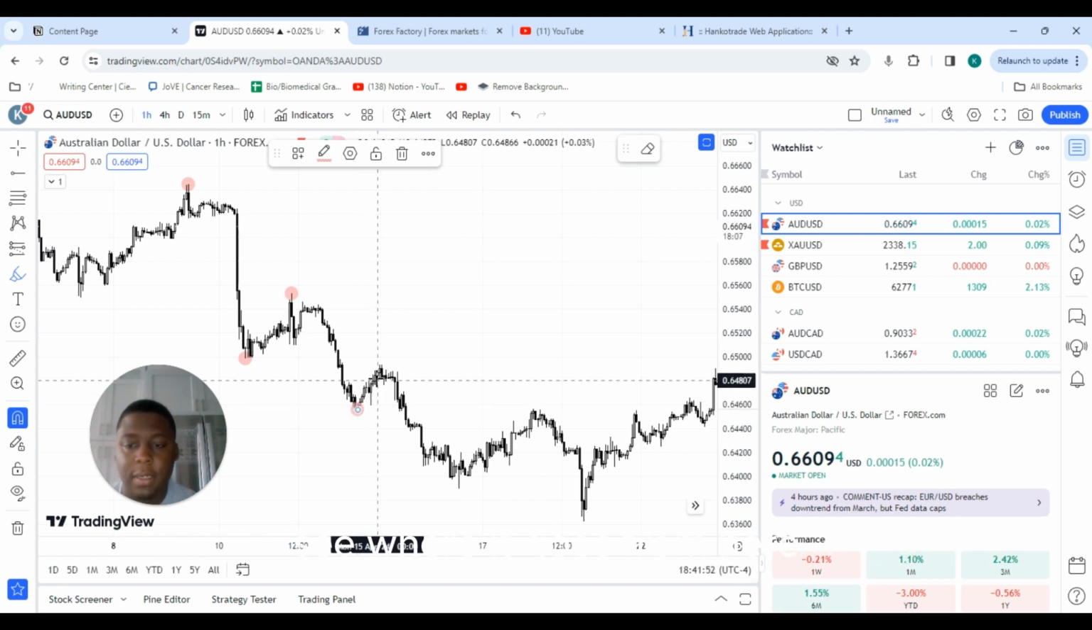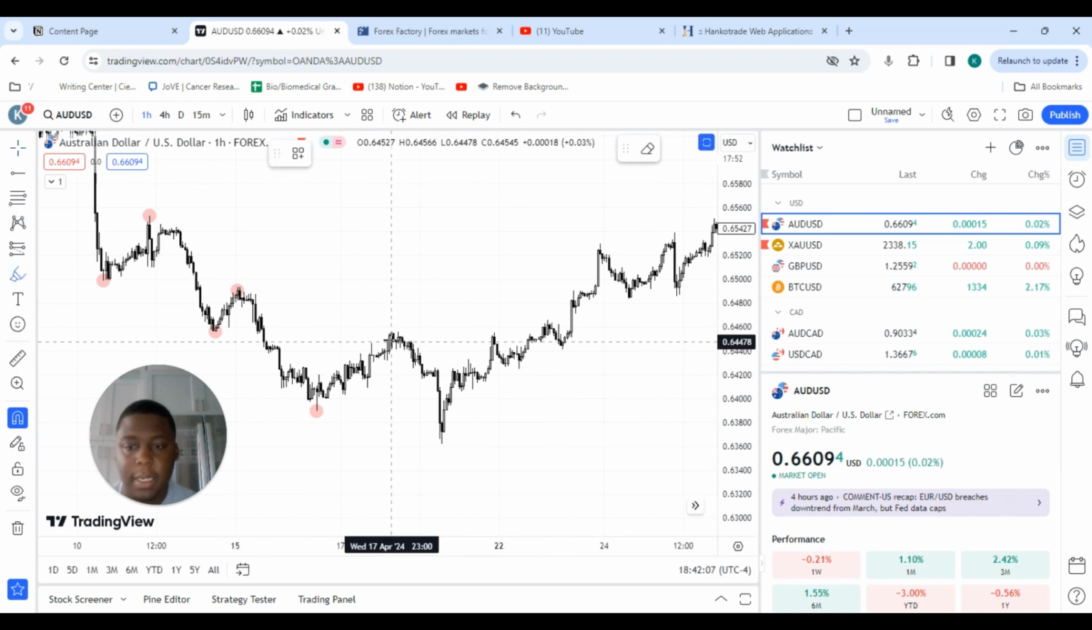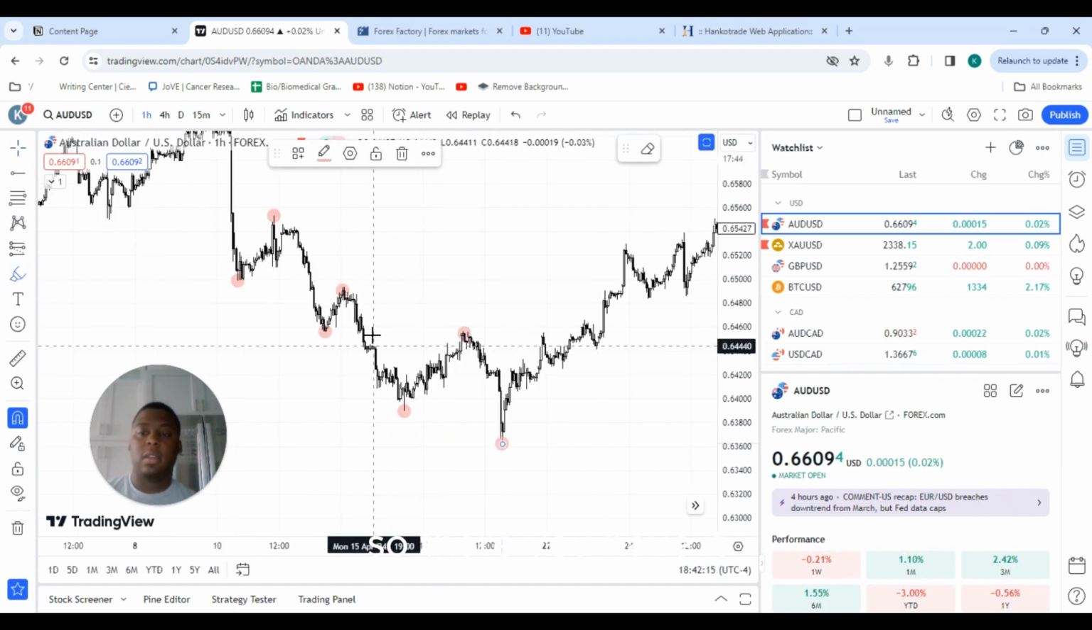Let's see where it goes from here. A little bit of retracement, a little bit of buyers, boom. Then it shoots down aggressively all the way down, and then comes back up and shoots down one more time. So there you have it. These are some examples of market structure in an uptrend and a downtrend.